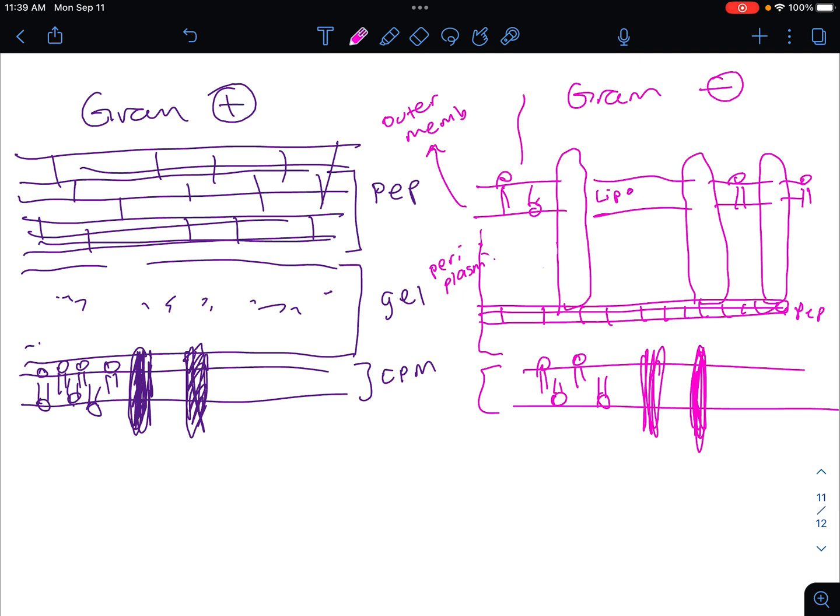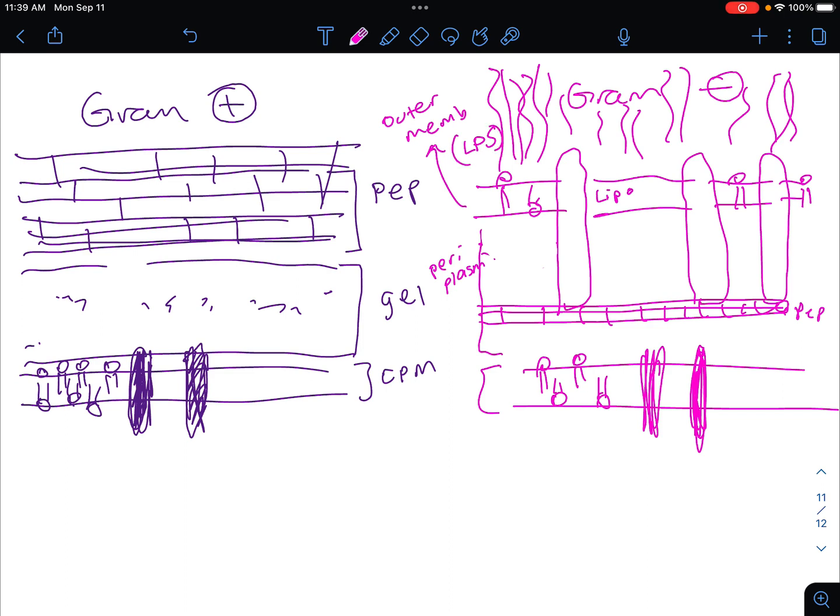Next, we'll have this weird chain of hair-like proteins. That's all I could describe them as. These are called lipopolysaccharides. So LPS, lipopolysaccharides, are those hair-like structures at the top. And each of those is a porin protein. Porin. So you can see a lot of differences between the gram-negative and the gram-positive.